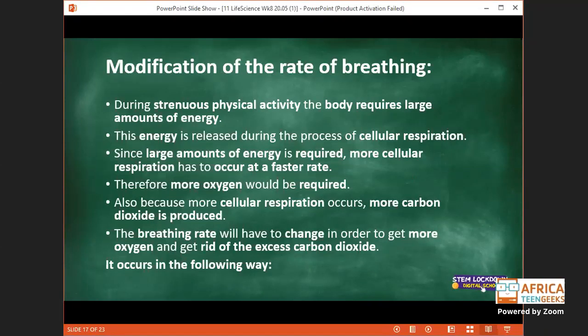Okay, so now let us look at the information that we have here. It says during strenuous physical activity, the body requires large amounts of energy. This energy is released during the process of cellular respiration. Since large amounts of energy is required, more cellular respiration has to occur at a faster rate, and therefore more oxygen is required. Because remember, guys, oxygen is a reactant for cellular respiration to take place. And then also, because more cellular respiration occurs, more carbon dioxide is produced, then the breathing rate will have to change in order to get more oxygen and get rid of the excess carbon dioxide that is produced. And this occurs in the following way.